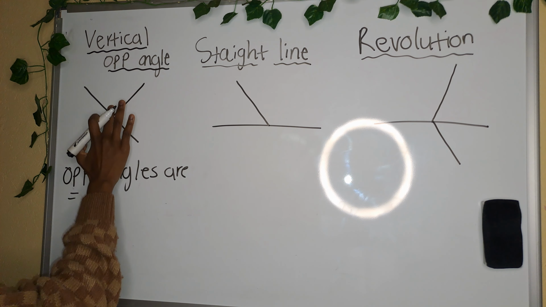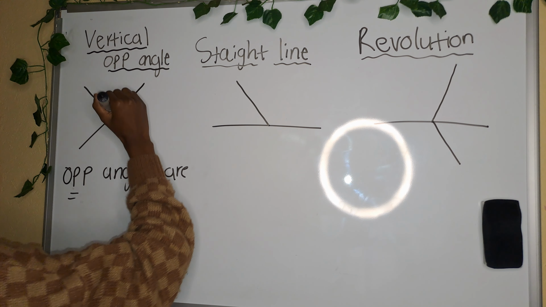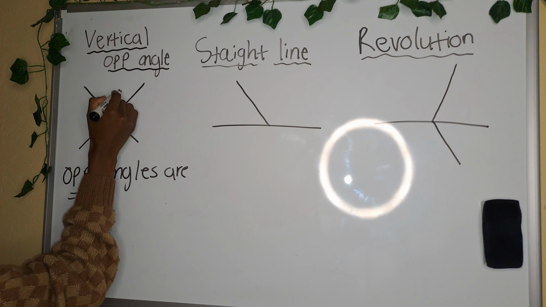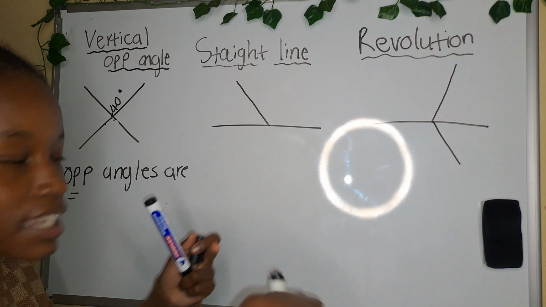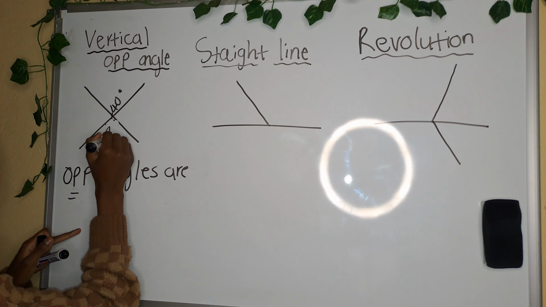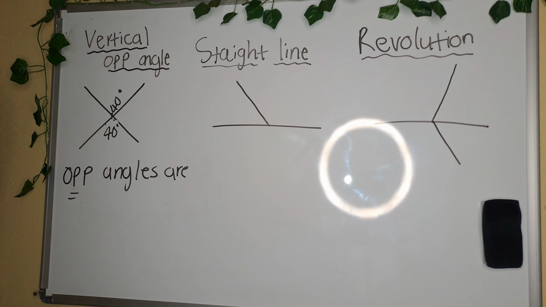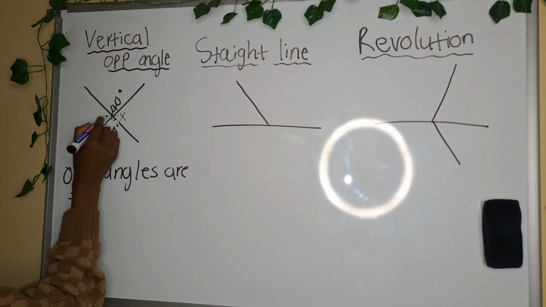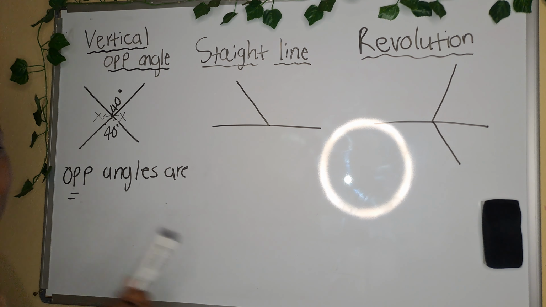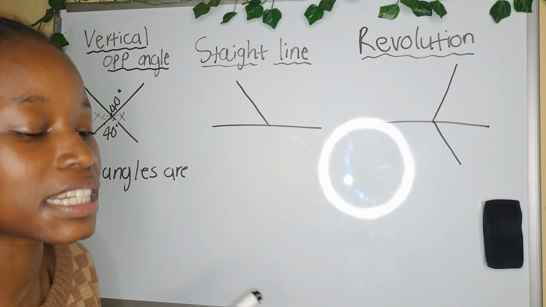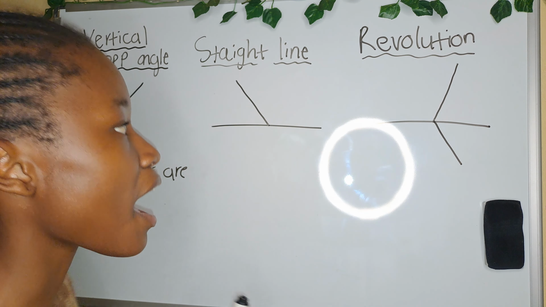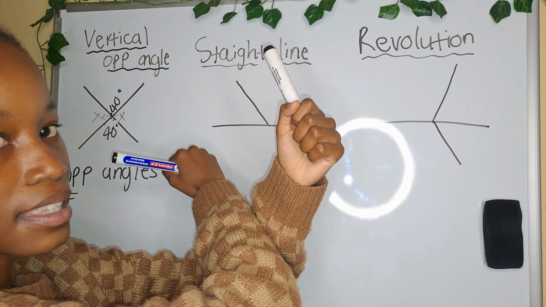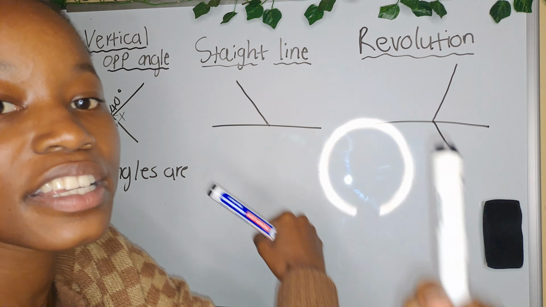So let's say here we have an angle that is equal to 40 degrees. So this angle here, which is pointing, is equal to 40 degrees. Okay, and also it still means that this angle here will be equal to which angle? Angle here. Simple as that. So that's all that you need to know when it comes to vertical opposite angles. The angles which are opposite are actually equal.